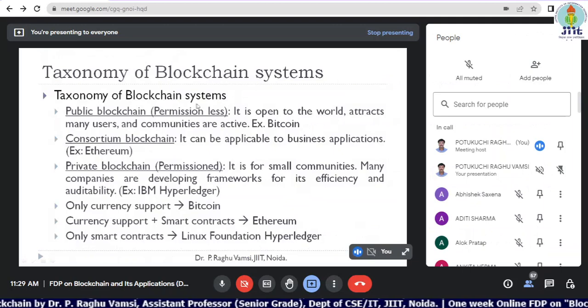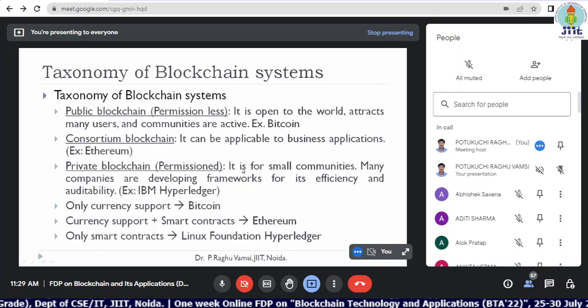So here is the taxonomy of blockchain systems. Public blockchain is open to the world, attracts many users, and its communities are very active, like Bitcoin. In this there is no permission required; anyone can join the network. Coming to the private blockchain, it is permissioned and meant for small communities. Many companies are developing frameworks for its efficiency and ability. IBM Hyperledger is one kind of permissioned blockchain.